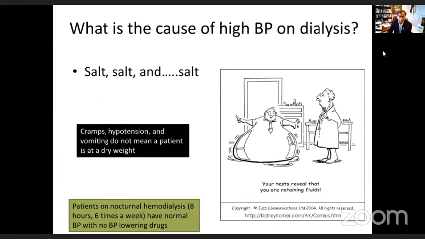और हमारे पास कुछ पेशेंट who do nocturnal hemodialysis at home, so they are doing 8 hours 6 times a week. That blood pressure is completely normal. They often need no blood pressure lowering drugs. एकदम चकाचक blood pressure है with nothing, no problems at all, which tells you that it's not about medicines, it's about salt and water.